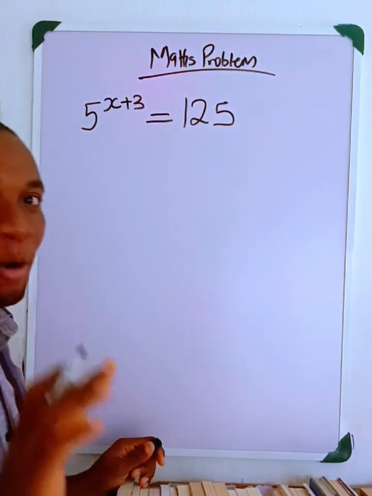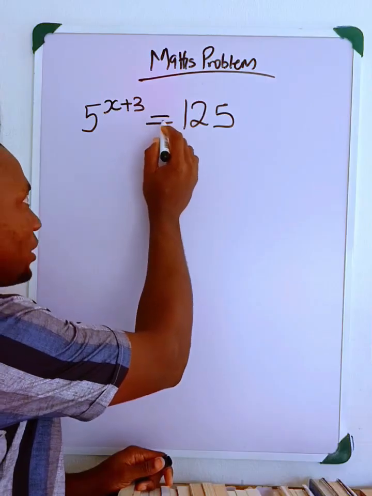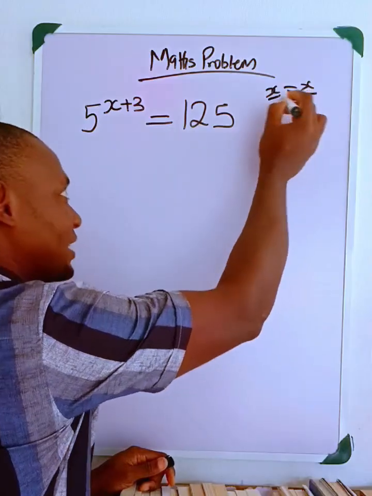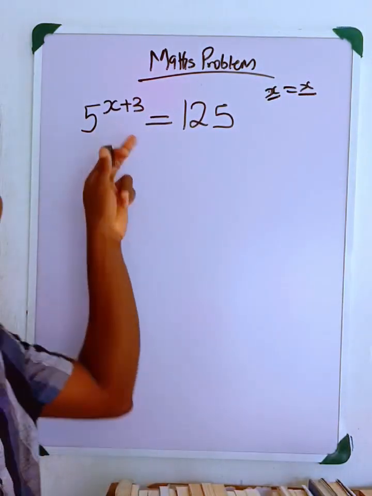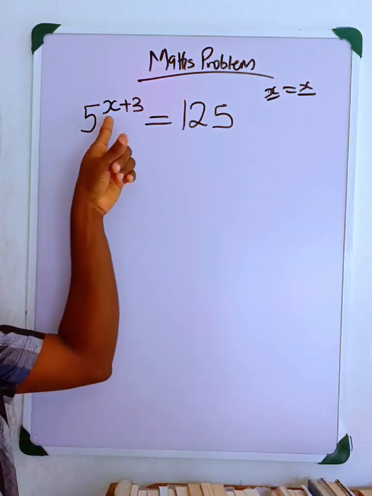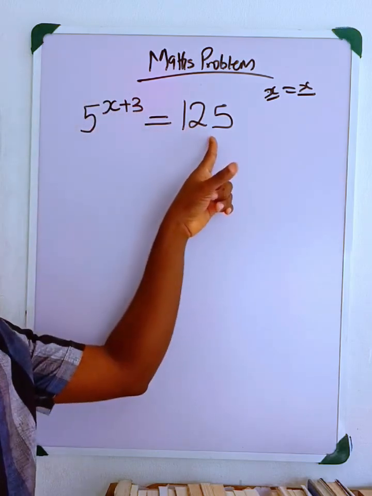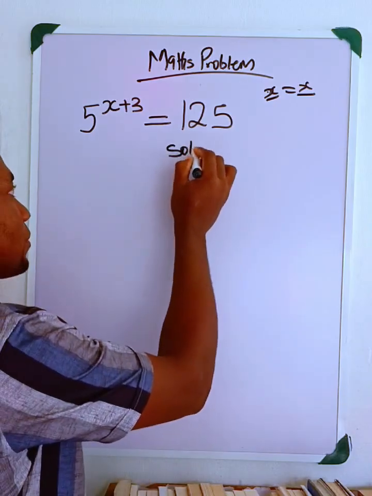Alright, I will always let you know that anytime you see this equality sign, it means that everything here equals everything here. Now, in as much as we are going to find the value of x, it's always foundational for you to know that when we finally find the value of x and substitute, everything here will equal everything here. Are you following? All right, so let's solve.